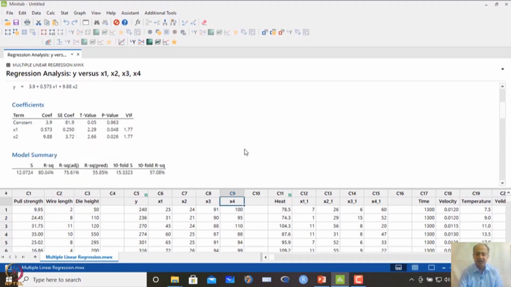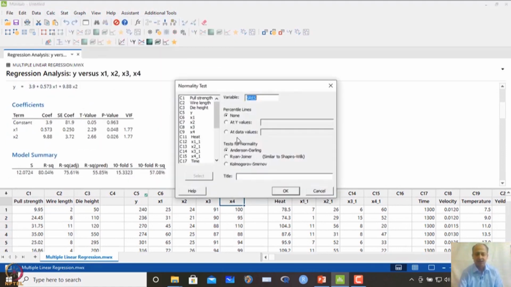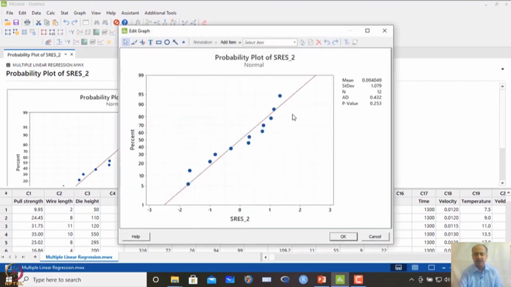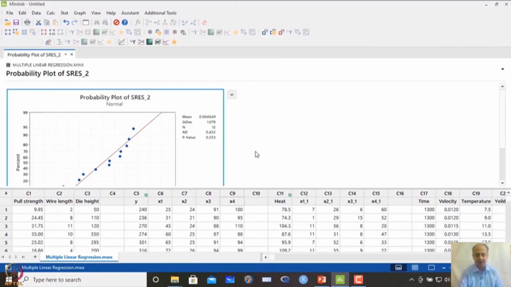Now, the only thing is the residual, whether it is normally distributed. We can check by normality test over here, and the residual is saved at the end of the values that we see over here, residual 2, that is the final residual after we have run the models. The residual also says that there is no abnormality in the normality assumption that we are considering. 0.253 is more than 0.05. So, in this case the residual also satisfies. So, there is no problem.